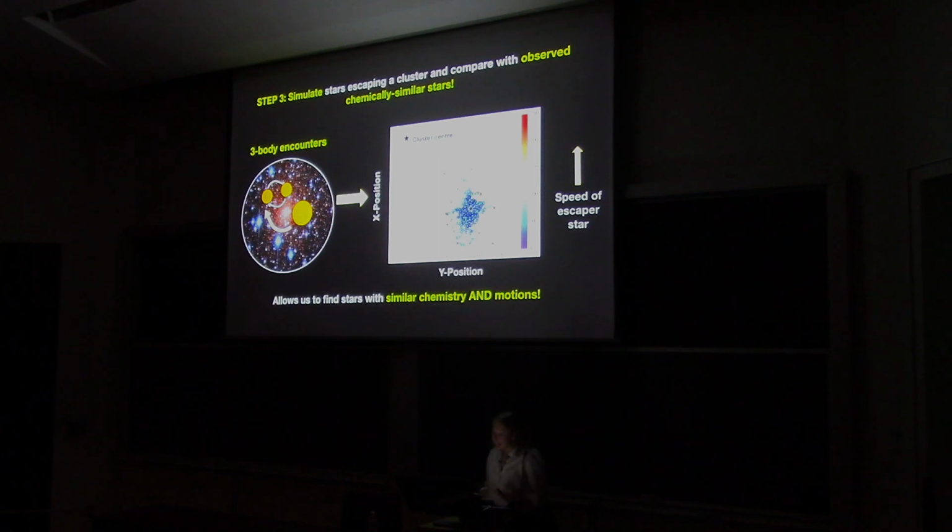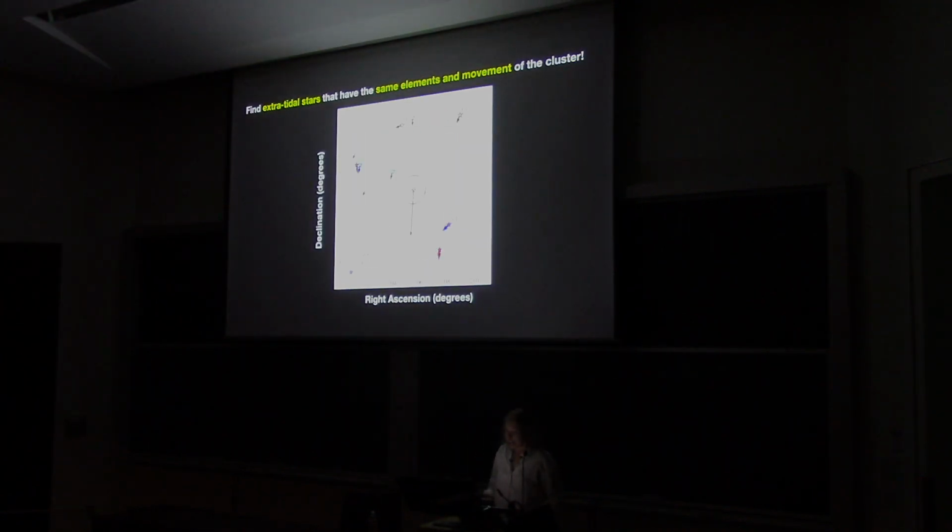And really, going back to this point, this allows us to find the stars that are chemically similar through like 19 different elements and also move the same as the cluster stars. And when you do that, hooray, we find some extra-tidal stars that we think belong to the cluster. We find 10 of them, actually. You see that they're beyond that tidal radius. That means they're farther away in the galaxy.